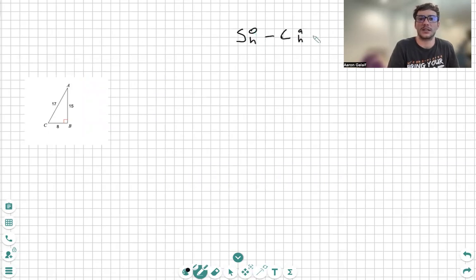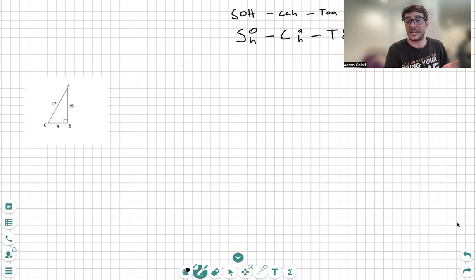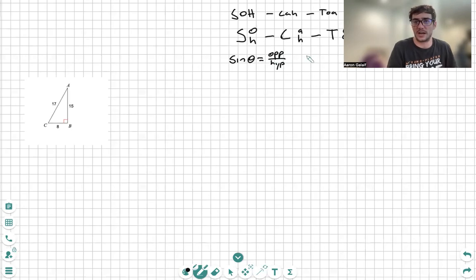SOHCAHTOA. Now, the reason I write it like this, and most people will write it out like this, which both are okay, obviously. Personally, the reason I write it out like this is just because it will make more sense. As we see, the sine of theta, which will represent our angle measure, is equal to the opposite side over the hypotenuse side.